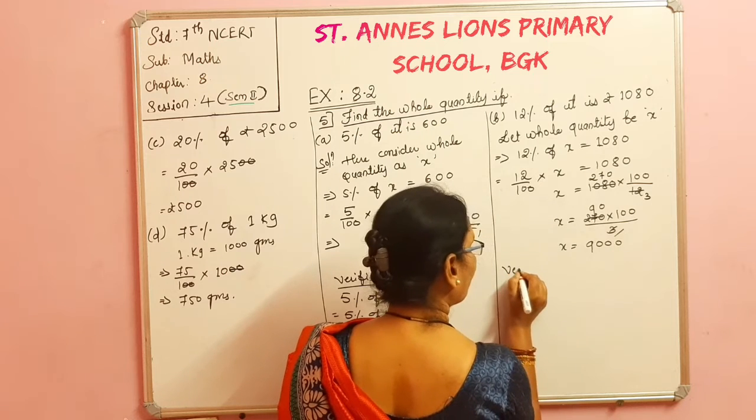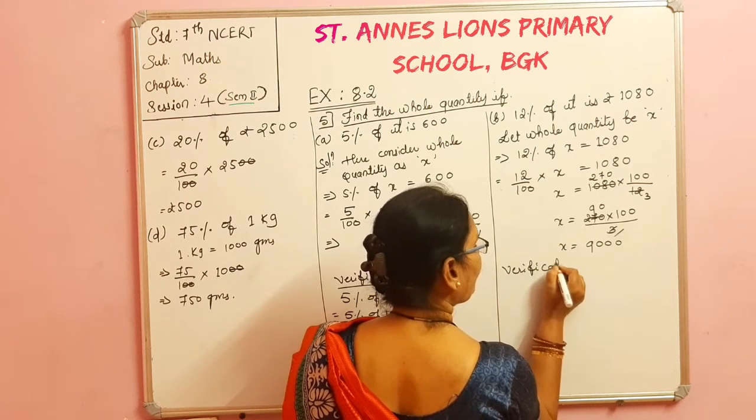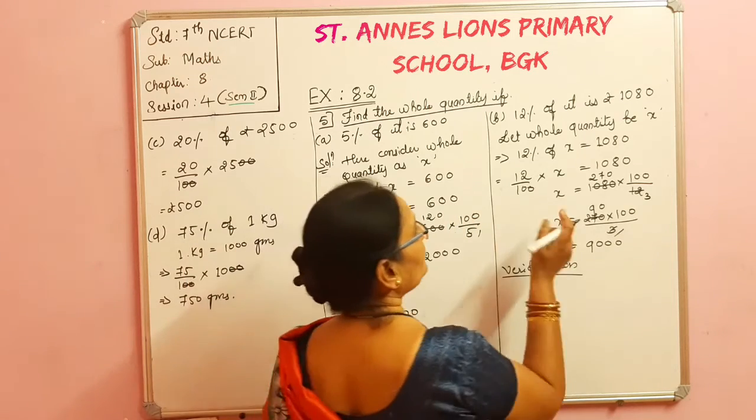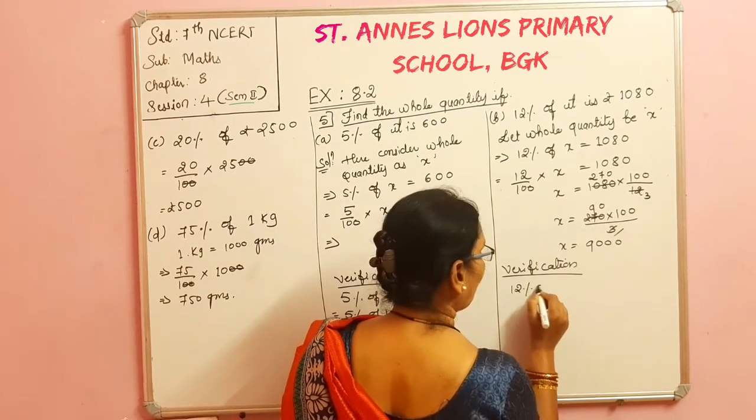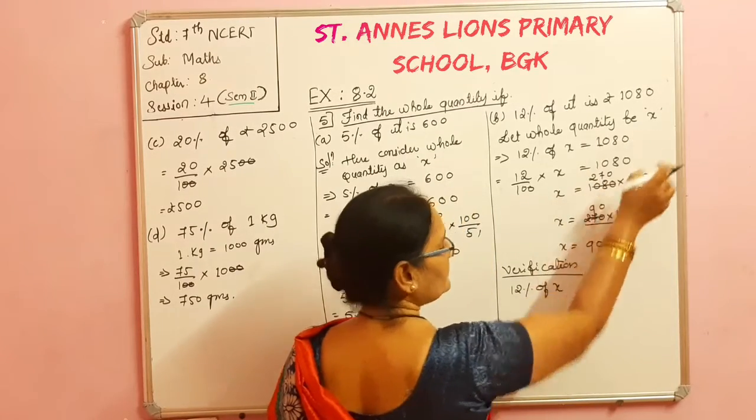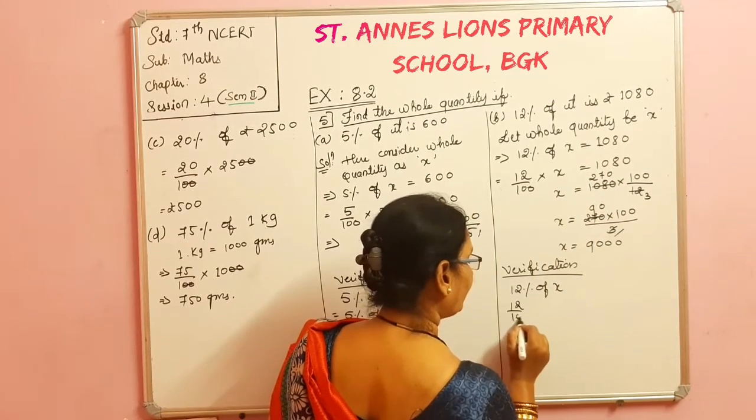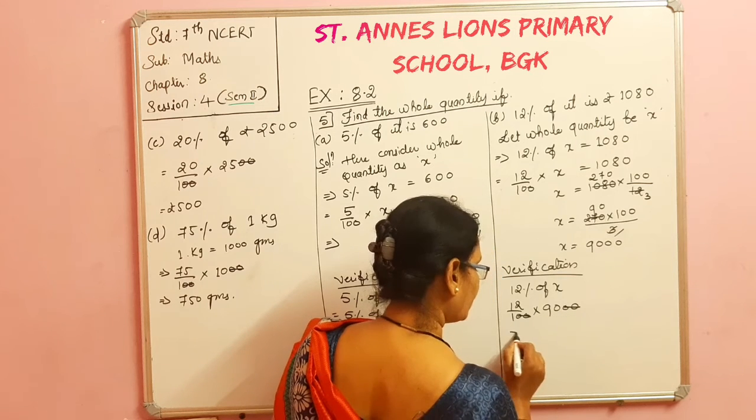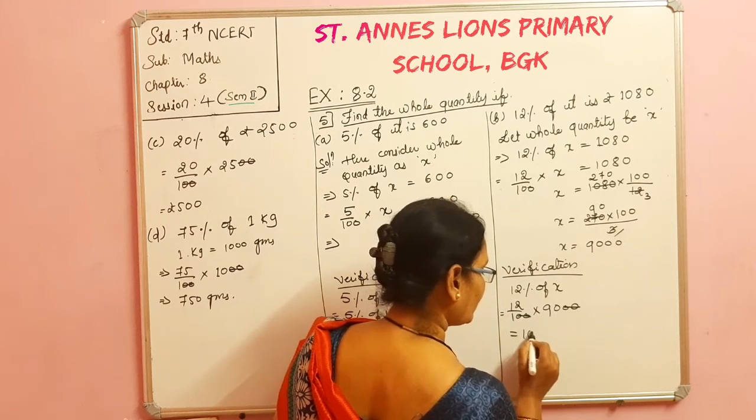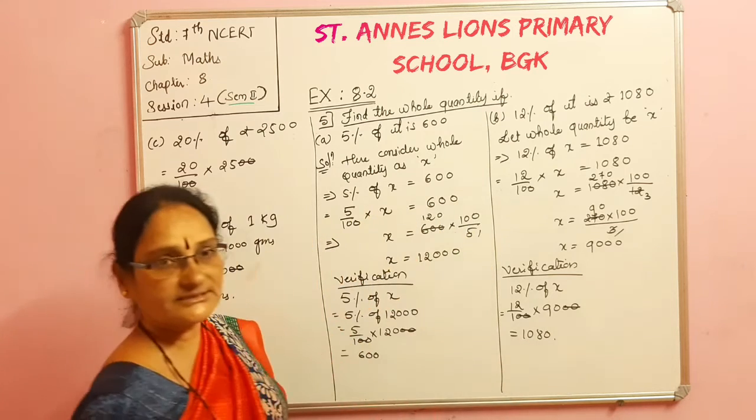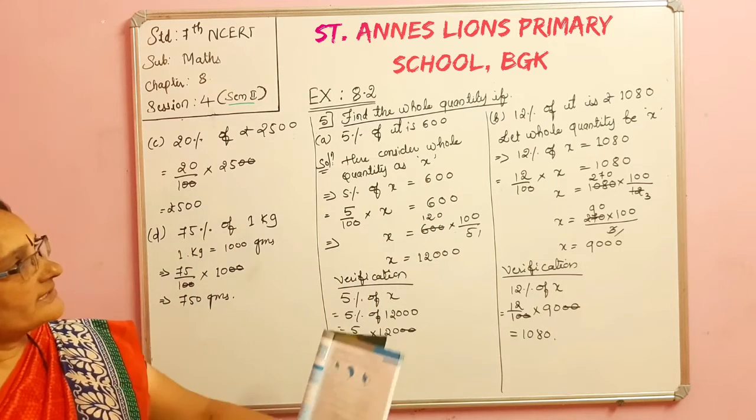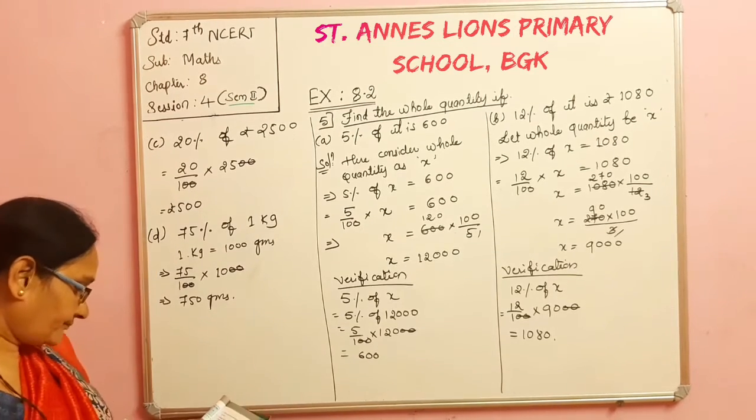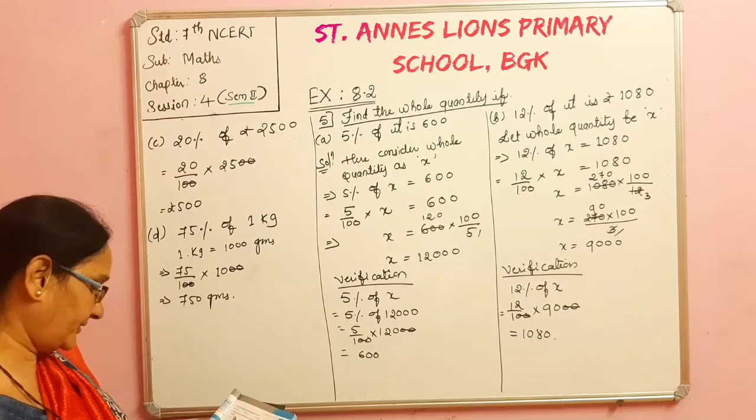The same way we can verify. Verification. Whether our answer is correct or not, we can verify and get it here. So, how to verify it? 12% of x must be 1080. We have to get the answer. 12 by 100 into 9000. 2 zeros, 2 zeros got cancelled. 12 nines are 108, that is 1080. Exactly, our answer is correct. This is what the second one in the fifth main. Now third, fourth and fifth I am going to do.